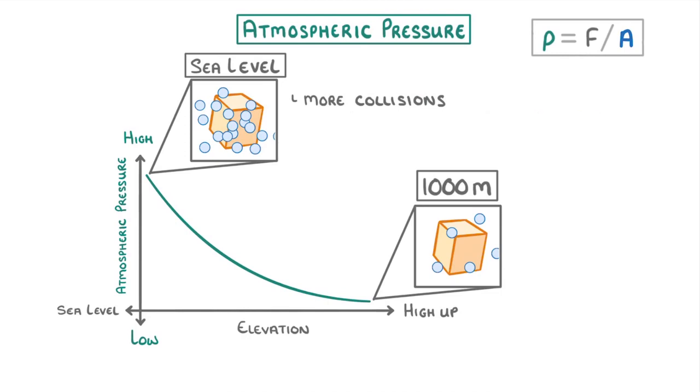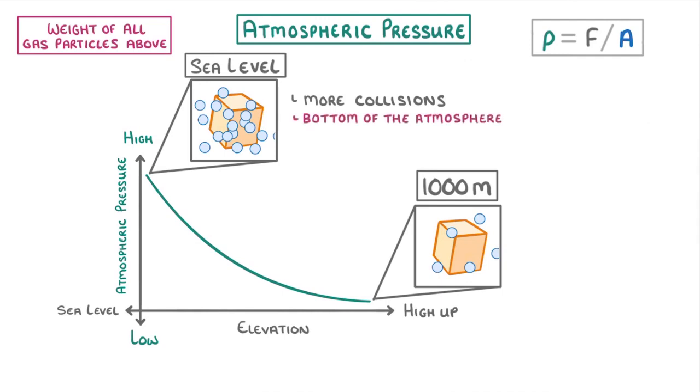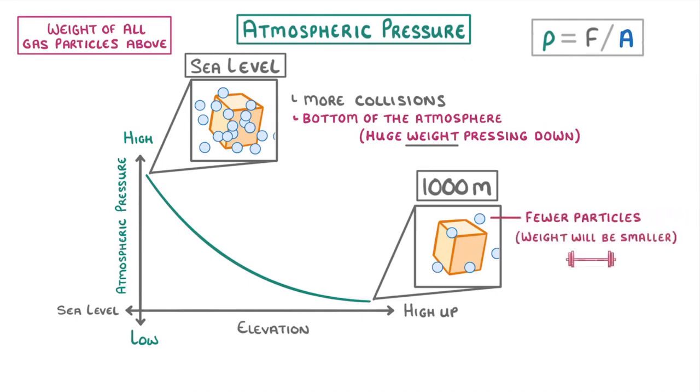The other factor that determines the pressure, though, is the weight of all the gas particles above the object. An object at sea level is effectively at the very bottom of the atmosphere, and so will have a huge weight pressing down on it, because of the weight of all those particles above it. And as weight is just another force, it will contribute to its pressure. On the other hand, this surface at 1,000 meters up in the air will have a lot fewer particles above it, and so the force of weight will be smaller.